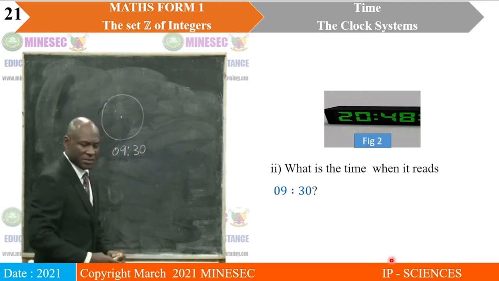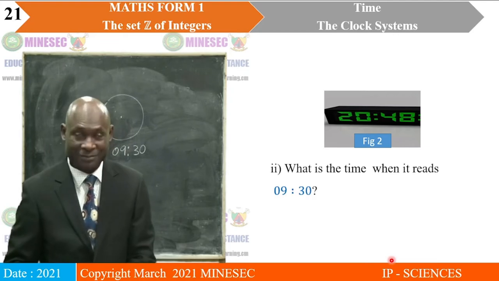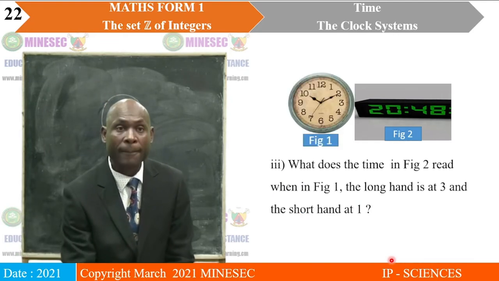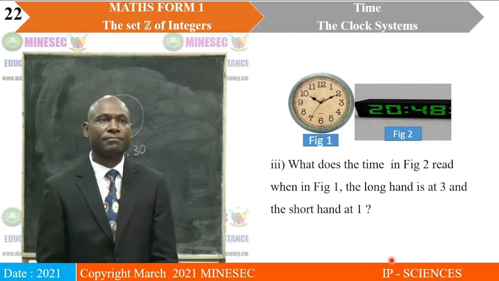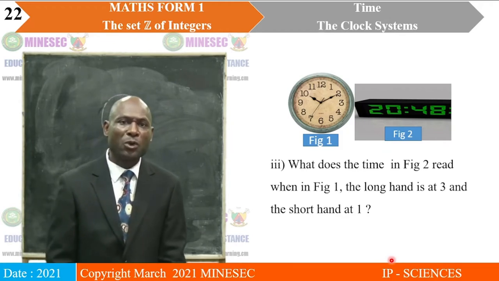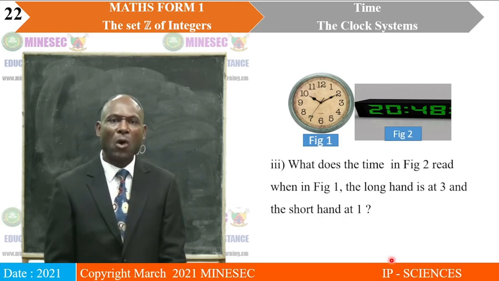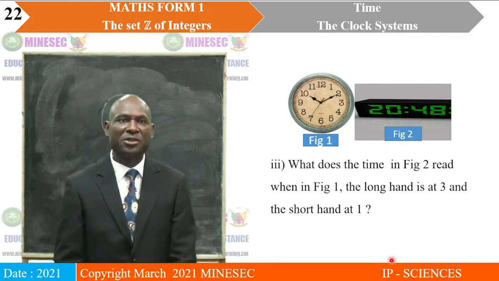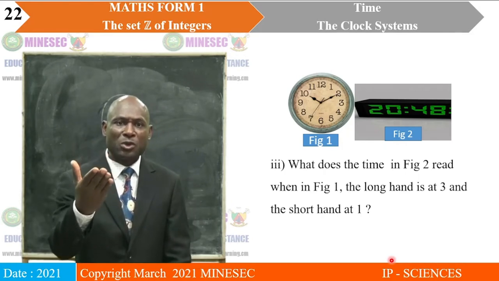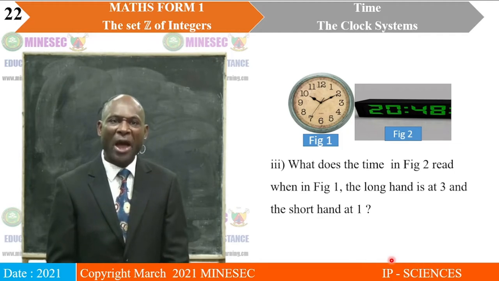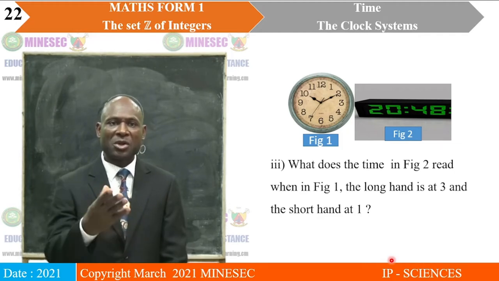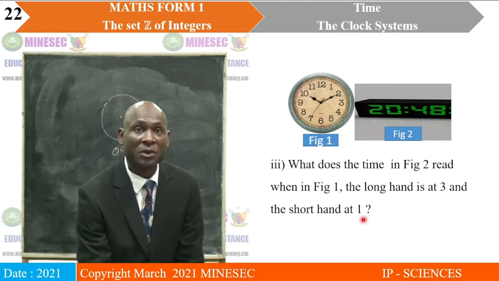What does that give us as time? Three. What does the time in figure two read when in figure one the long hand is at three and the short hand at one? I take that question again. What does the time in figure two read when in figure one the long hand is at three and the short hand at one? These are the two figures, figure two and figure one.